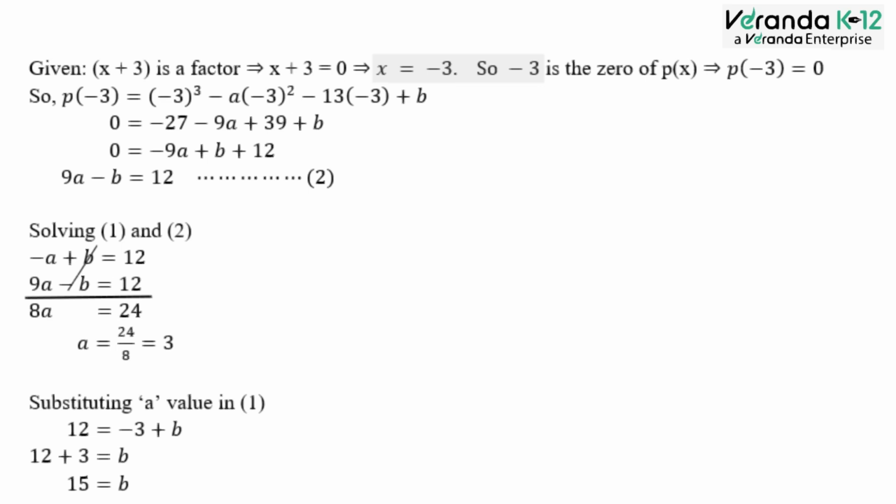Now, by solving first and second equation, we get 8a is equal to 24, which implies a is equal to 3. Substitute the value of a in either one of the equations. Here, it is substituted in the first equation. So, 12 is equal to minus 3 plus b. So, b is equal to 15. Thus, the value for a is equal to 3 and b is 15.